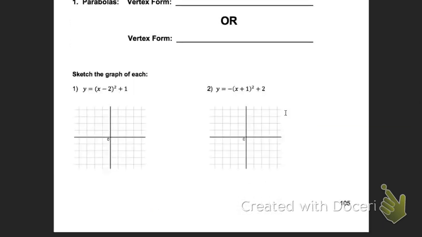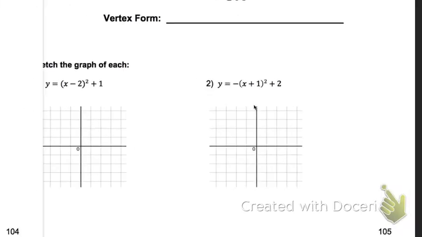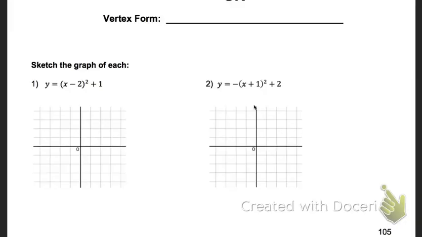So let's sketch the graphs of the ones that we already have had experience with. Number 1: right 2, up 1. Is it facing up or down? Up, and my slope is just 1, so I go up 1 over 1, and I only do that one time. So these would be my 3 points. I can't just draw the lines, I have to do those other 2 points.